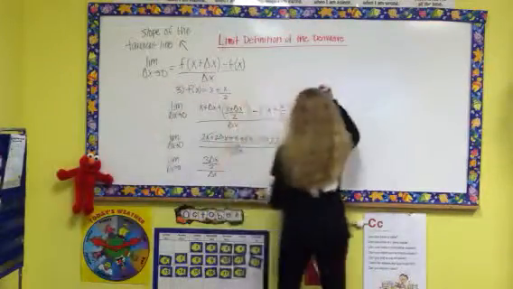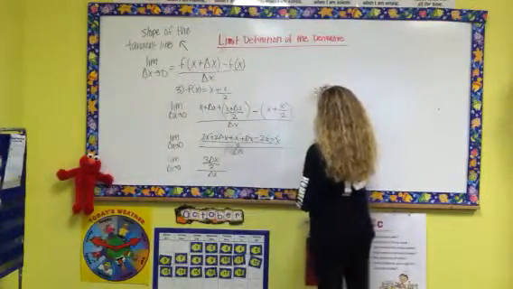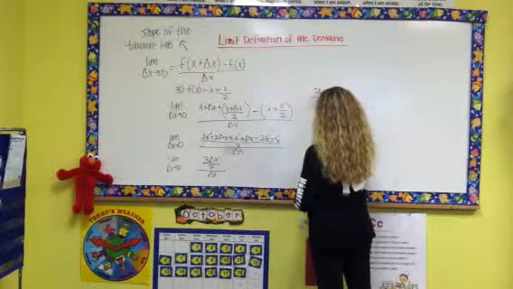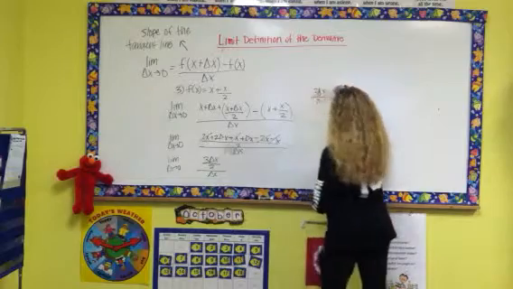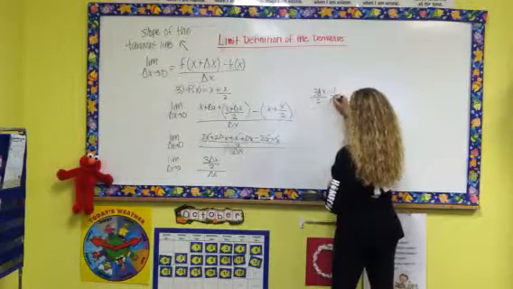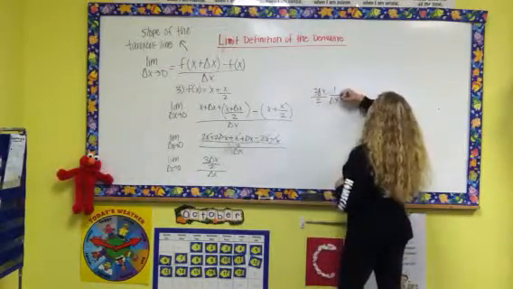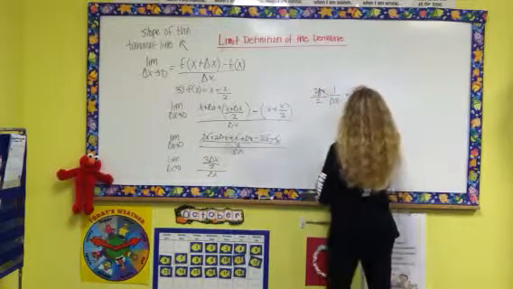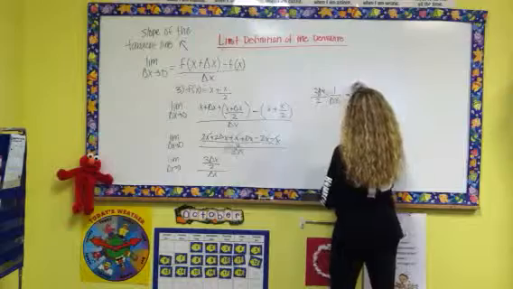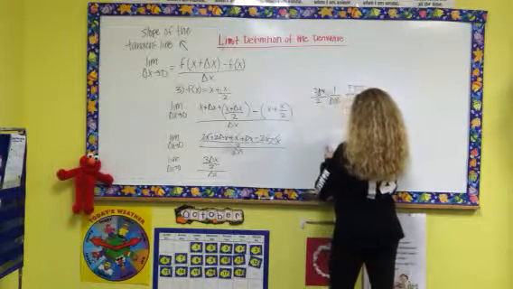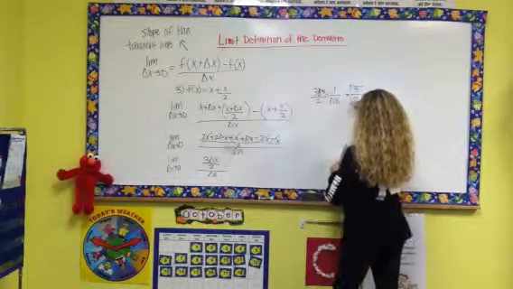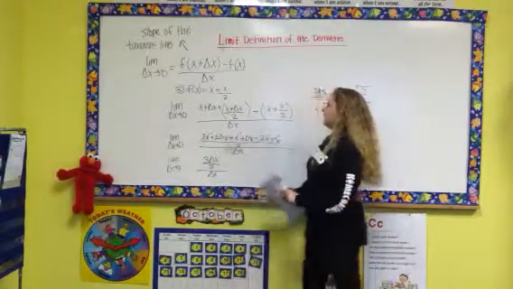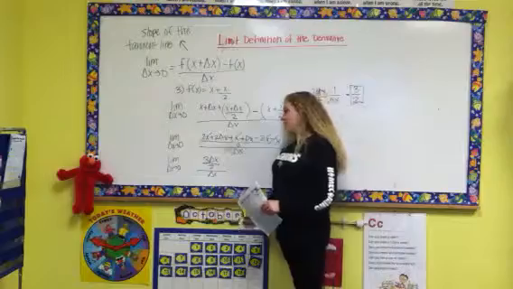Then we can flip to get 1 over delta x. So the delta x crosses out and we get 3 halves as our answer. And that is how you find the derivative using the limit definition, Elmo.